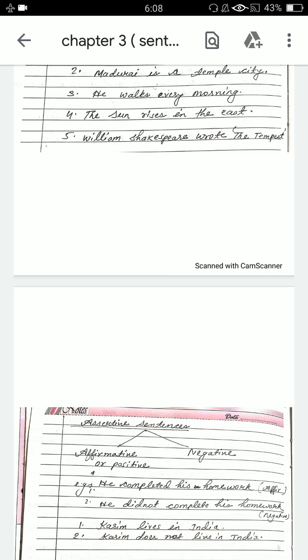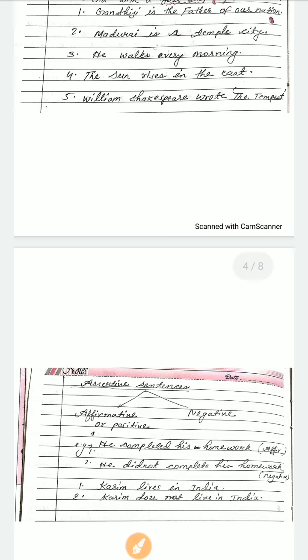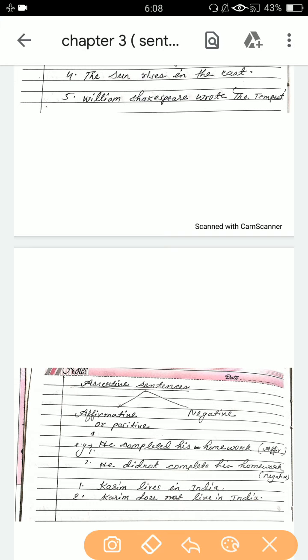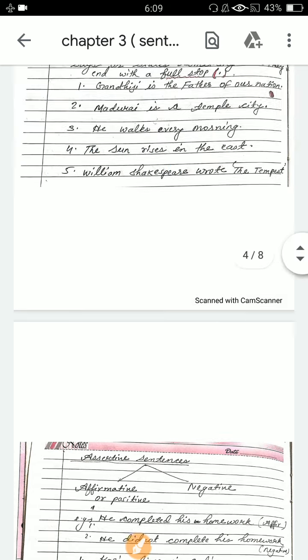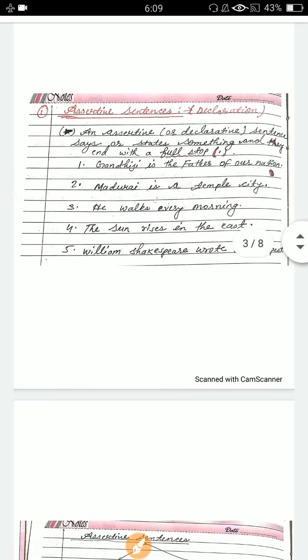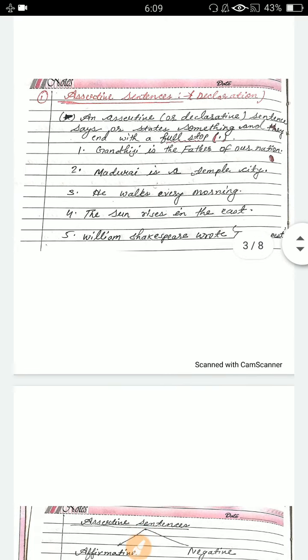The next example: William Shakespeare wrote the Tempest. This sentence is conveying information, a statement, that the Tempest was written by William Shakespeare. So this sentence is expressing a statement, so this is an assertive sentence. Here we have seen some examples of the assertive sentence, and we have to understand assertive sentences.